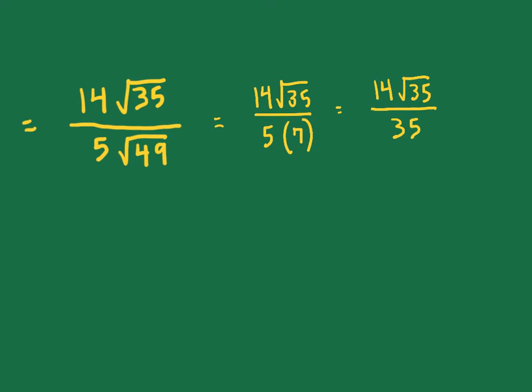But the 14 and the 35 you can reduce by 7. So 14 reduced by 7 is 2. 35 reduced by 7 is 5. So ultimately we end up with 2 square root of 35 over 5. And again, with the 35 and the 5, they have a common factor, but the 35 is a square root. So you're only going to simplify with other square roots, and the 5 is not.